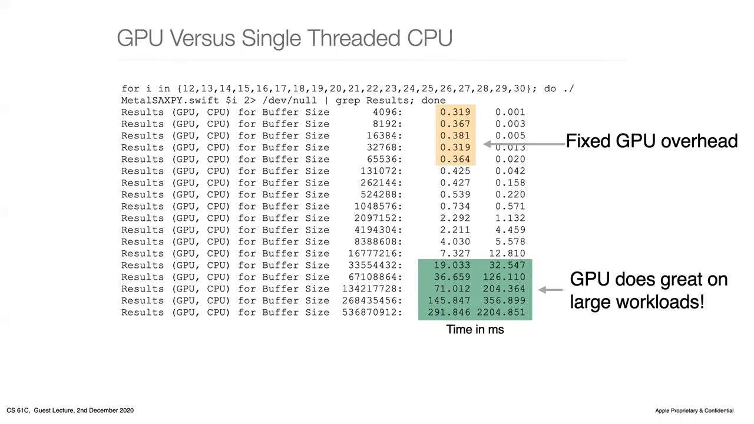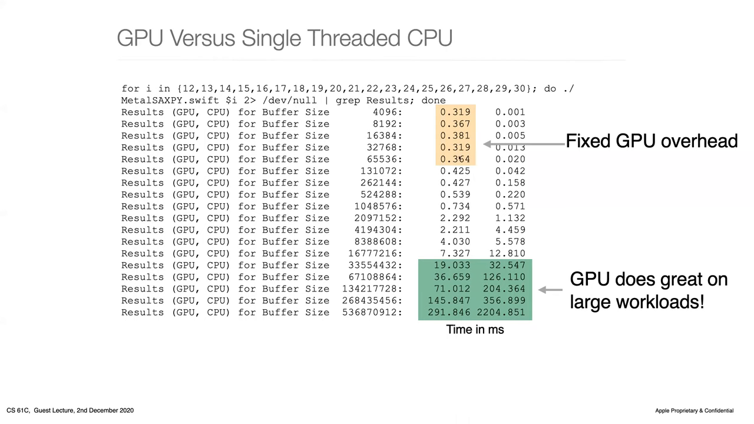So what does that look like? I'm going to try to do this interactively in a second. The results I'm showing here go through a number of different buffer sizes. You can see the buffer sizes here. The next column is the time it took for the GPU to finish the computation, and the last column is the time it takes the CPU to complete the computation.